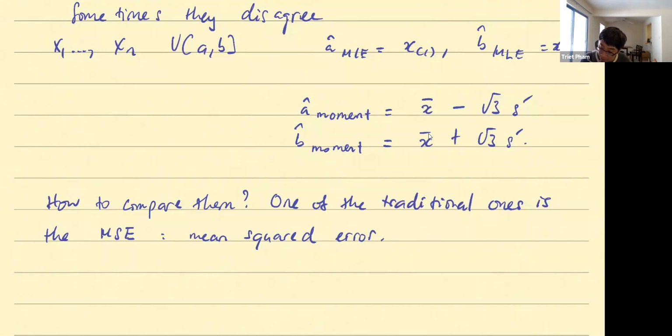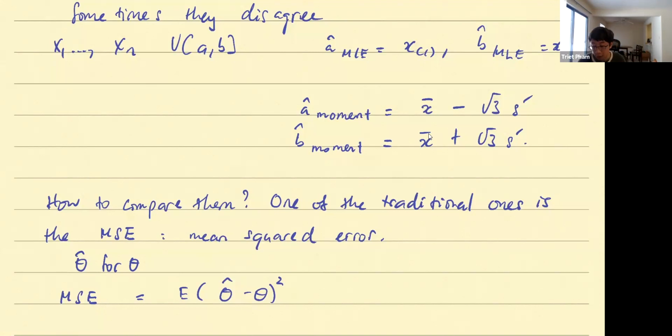So anyway, what is MSE? Mean square error is what it is. When you estimate a parameter, the MSE of a parameter will be just the expectation of (theta hat minus theta) squared. So if you have theta hat for theta, then the MSE of theta hat is going to be that.